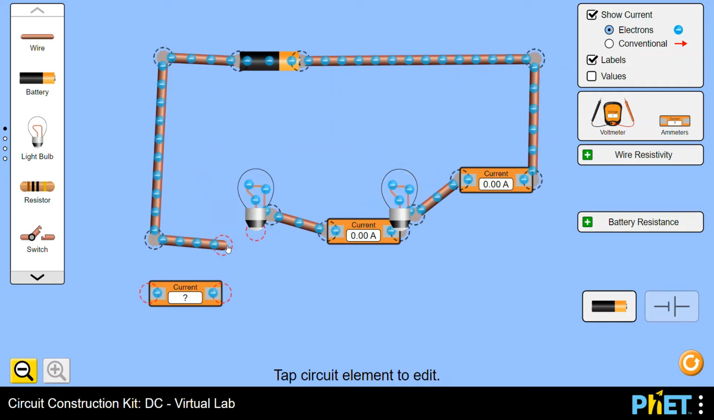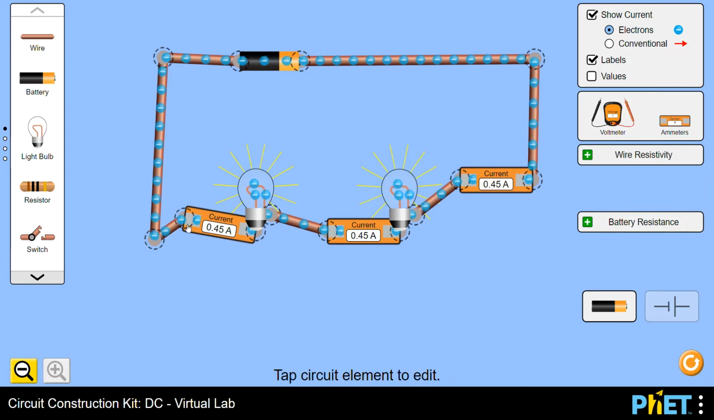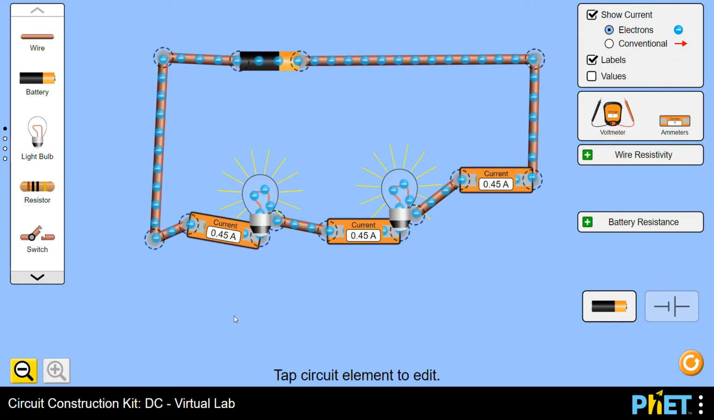Can you guess what the current is going to be on the other side of the bulb? And hopefully you did. It is 0.45 amps. The current in a series circuit is the same everywhere in that circuit. Regardless of where you put the ammeter or ammeters, they will all show the same reading. The current in a series circuit is the same everywhere in that circuit.